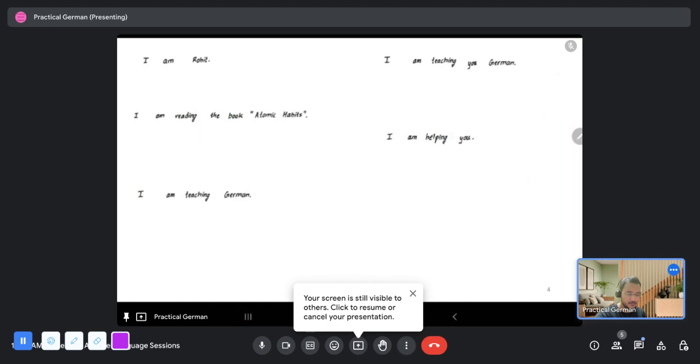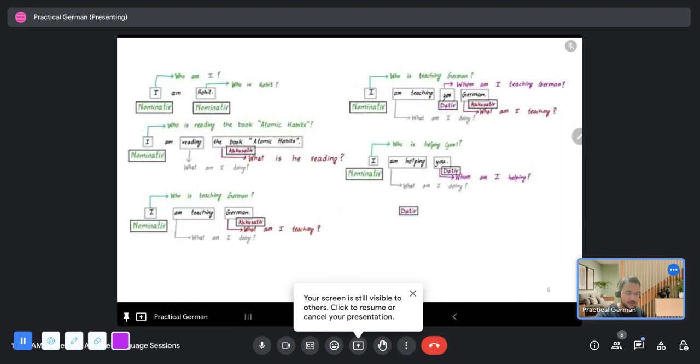So, let's stay here, right? So I am Rohit. Whenever the missing information can be found out with the help of a who kind of question, okay, focus, who, not whom, whenever it can be found out with the help of a who kind of question, it is nominative, okay? Here as well, who is Rohit, it is nominative. So I as well as Rohit find themselves in nominative case.